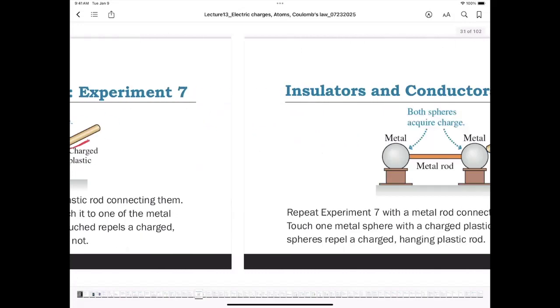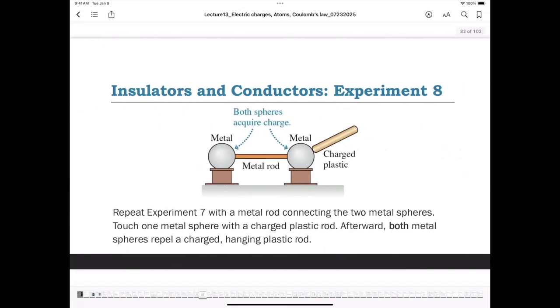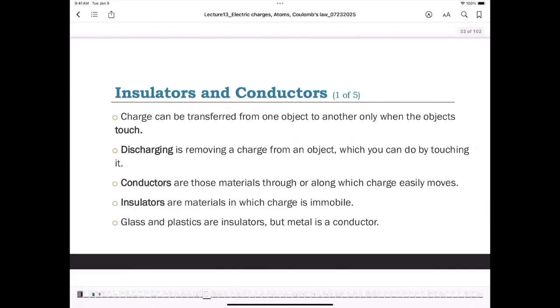Repeat this experiment, but the difference is you replace this one with a metal rod, and then touch one metal sphere with a charged plastic rod. Afterward, both metal spheres repel a charged hanging plastic rod. You can see charge can be transferred from one object to another only when the objects touch.